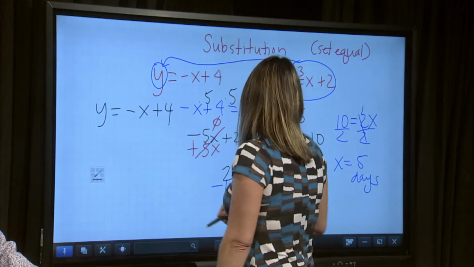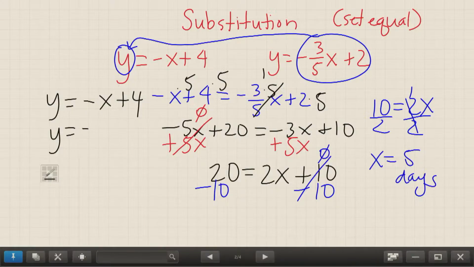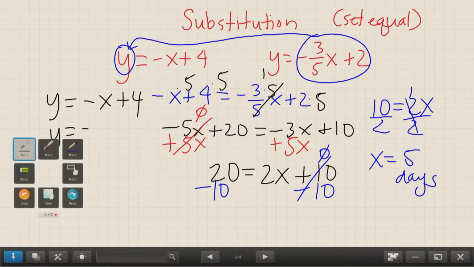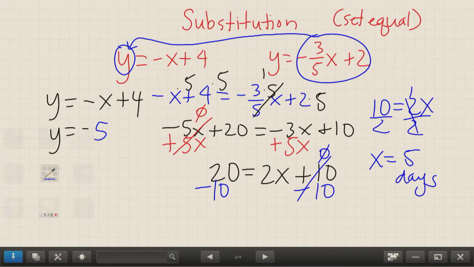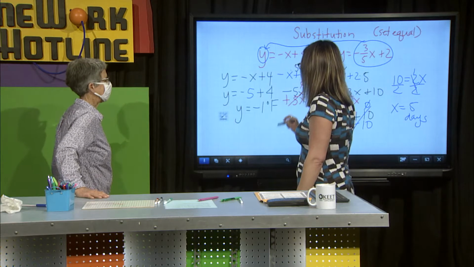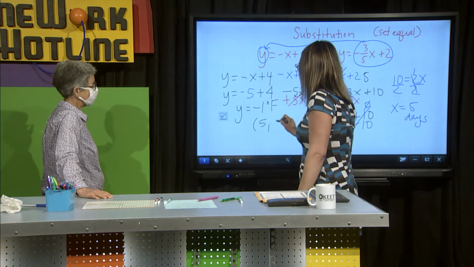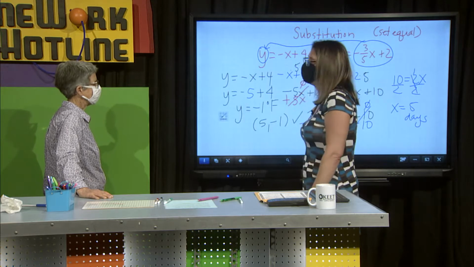Negative x plus 4, but x is actually 5. So negative 5 plus 4, so what is the answer? Y equals negative 1. And y is our dependent variable, which is degrees Fahrenheit. So now our xy is still 5, negative 1, and that confirms with our graphing.